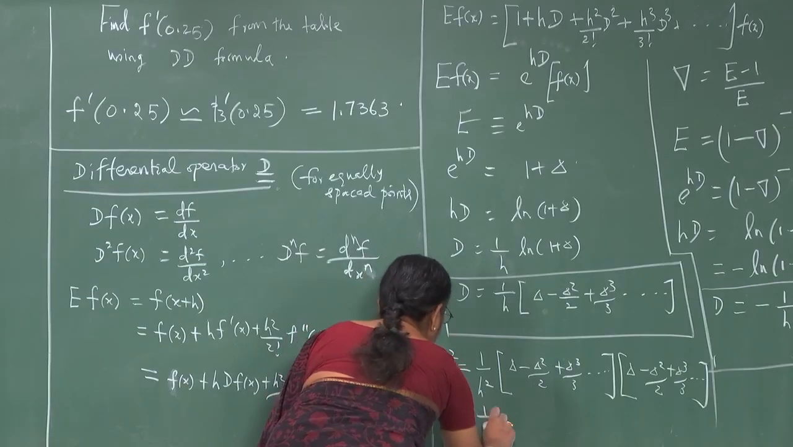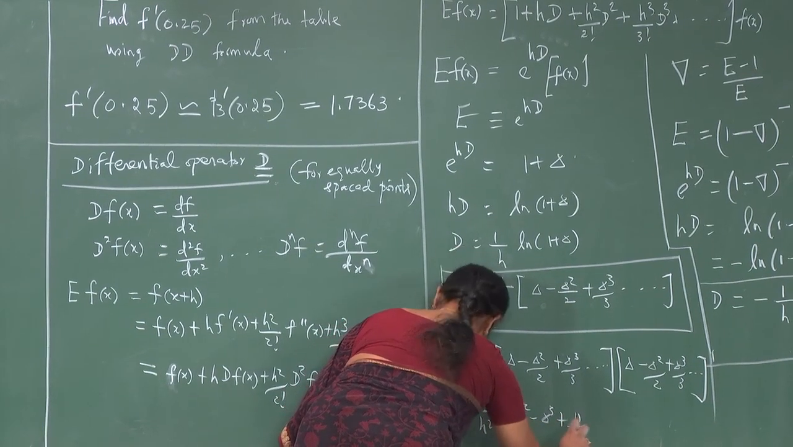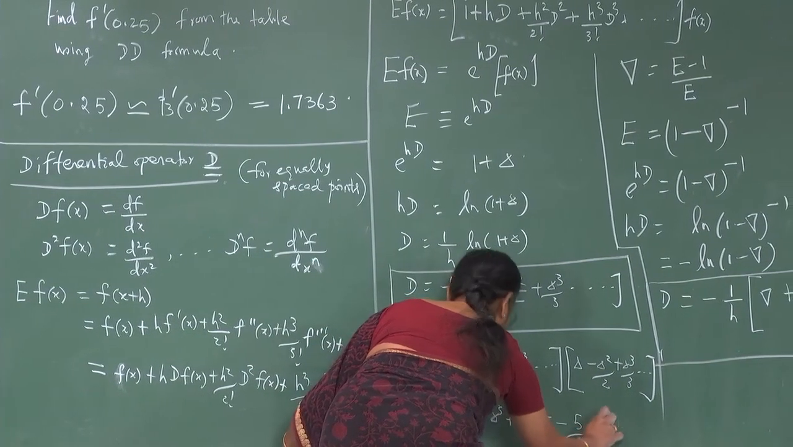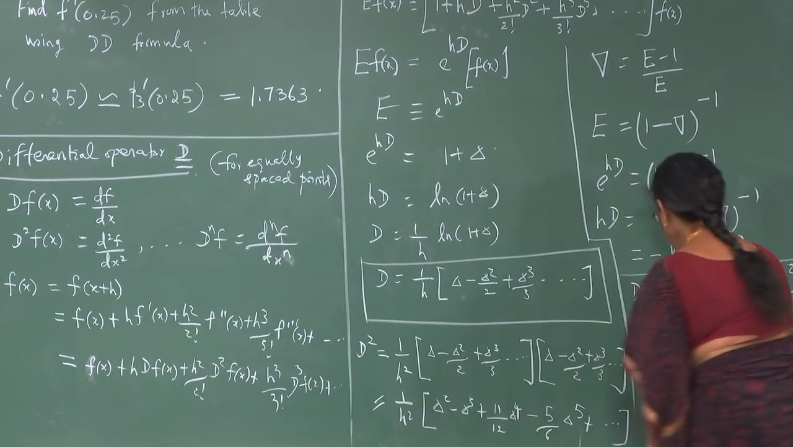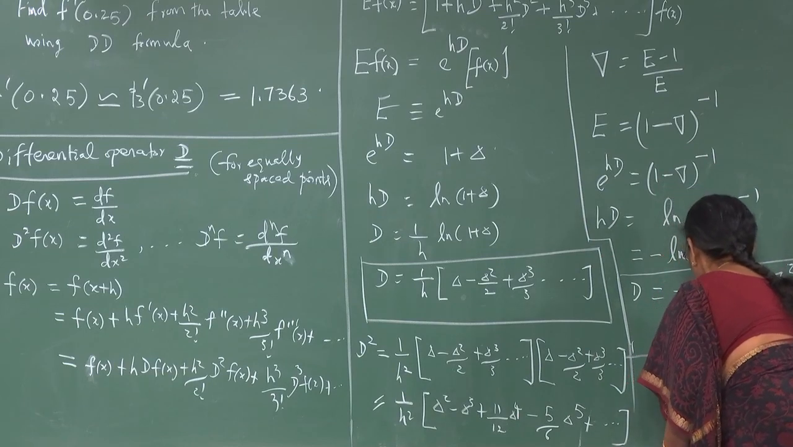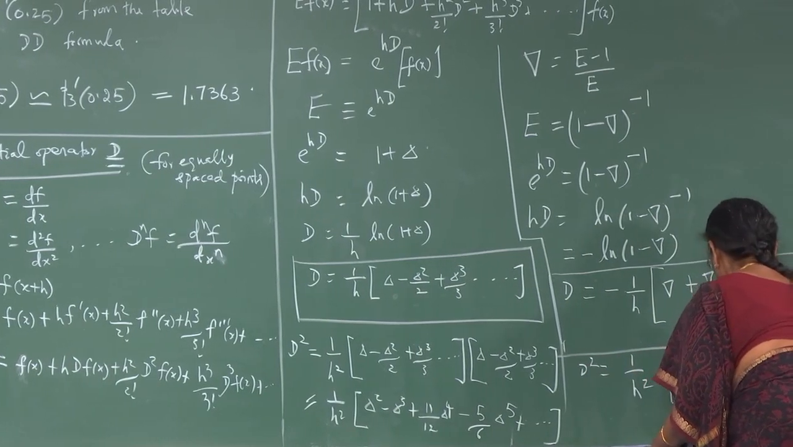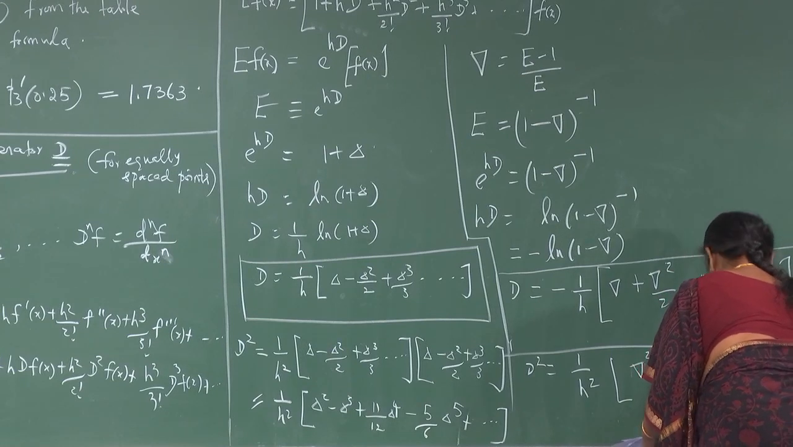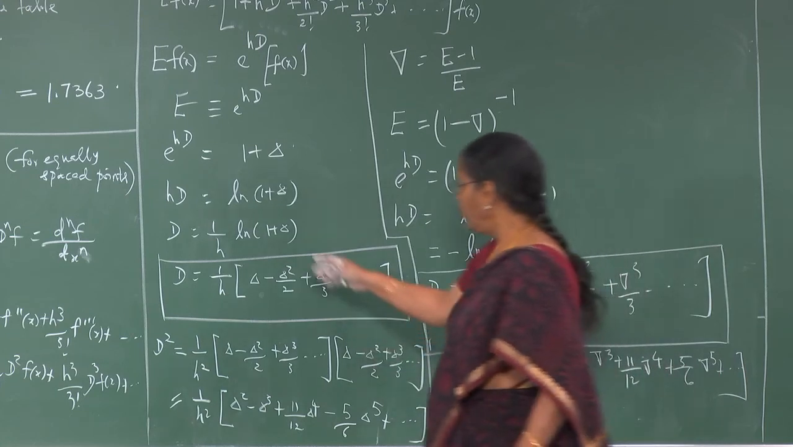So, D square is 1 by h square into (delta square minus delta cubed plus 11 by 12 delta power 4 minus 5 by 6 delta power 5 plus etc.). And similarly, in terms of the backward difference operator, it is 1 by h square into (delta square plus delta cubed plus 11 by 12 delta power 4 plus 5 by 6 delta power 5 plus etc.).